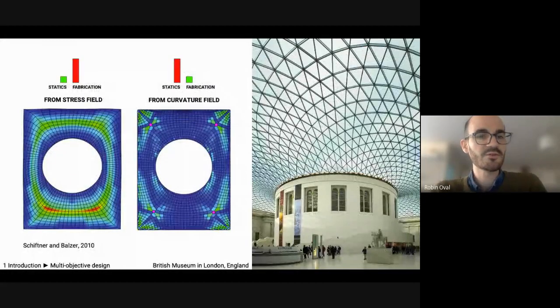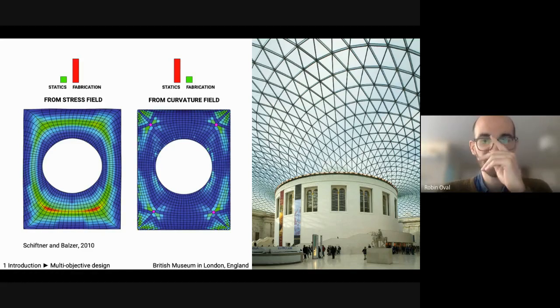So in the field of structural design, and also computer graphics, the main approach for the generation of the singularities comes from field integration, as you did for curvature. So that process will give you this quad mesh from a cross field on a surface, and the singularities will come from the areas where the field is not mathematically defined. And I'll use this example from Schiffner and Balzer, where they explore the design of a quad mesh pattern for the British Museum, and they compare two strategies.